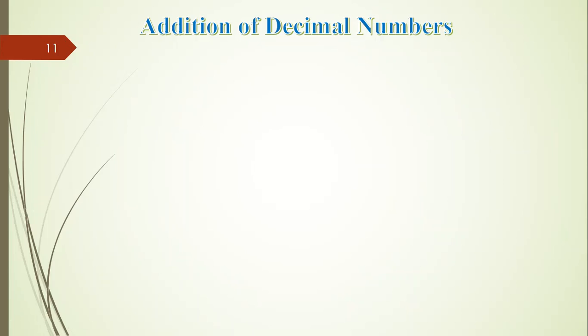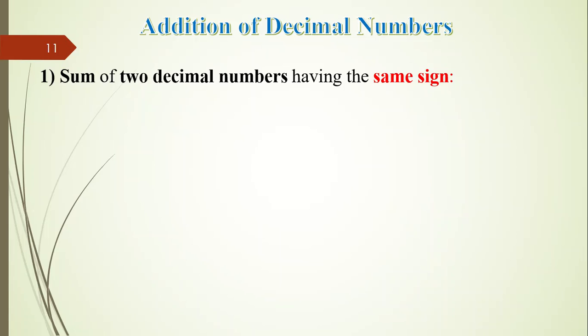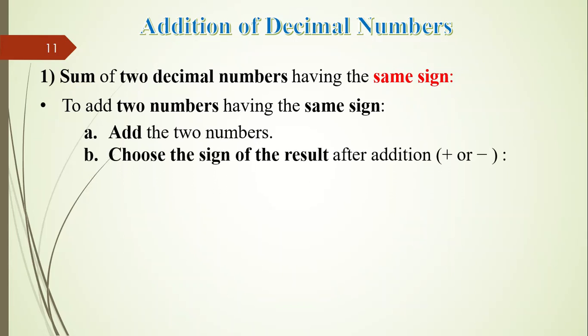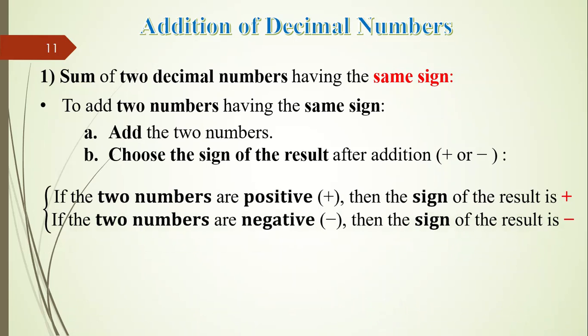Addition of decimal numbers. Sum of two decimal numbers having the same sign. To add two numbers having the same sign, first we have to add the two numbers. Second, choose the sign of the result after addition. If the two numbers are positive, it means plus, then the sign of the result is plus. If the two numbers are negative, it means minus, then the sign of the result is minus.